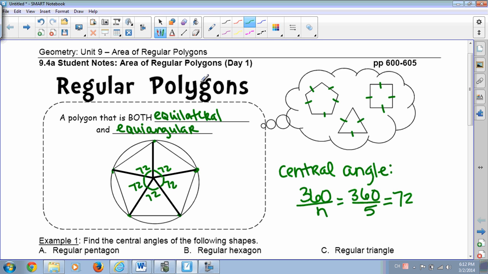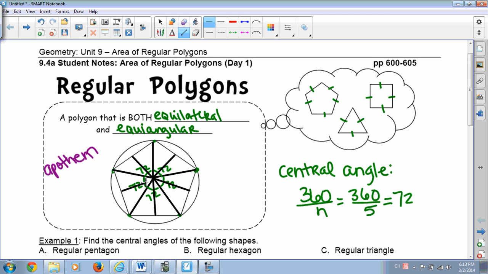Okay. There's also something else that's really, really important that we need to know. It's called an apothem, and it's a word that you may never have heard before. A-P-O-T-H-E-M. Apothem. And the apothem is simply from the center where all of these angles start, but instead of going to the vertex, it goes from the center to the midpoint of each side. So these are all apothems. And we're going to be using those in this unit. Okay, so this right here is an apothem. As you notice, the apothem cuts the central angle in half. So this would be half of 72, and this would be half of 72. Okay, let's move on.